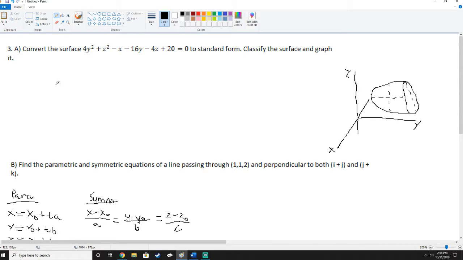So to start off, we're going to simply write down the equation, make sure that we have it down correctly. So 4y squared plus, no, this is z squared minus x minus 16y minus 4z plus 20.